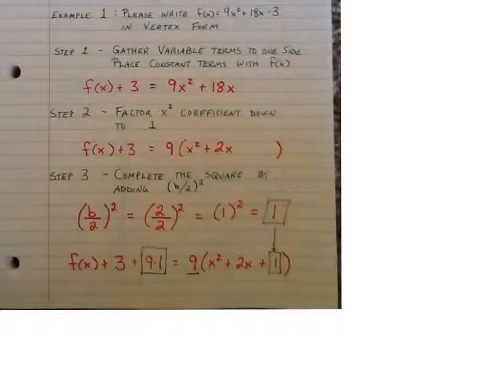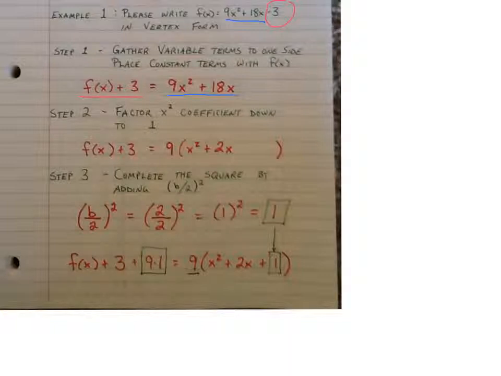Step 1. Gather variable terms to one side. Place constant terms with the f of x. So our two variable terms were 9x squared and 18x, so we left those on one side of the equation, and then our constant term, negative 3, we added 3 to both sides, giving you f of x plus 3 on the left-hand side of the equation.